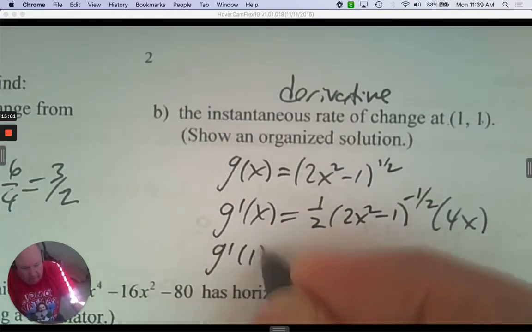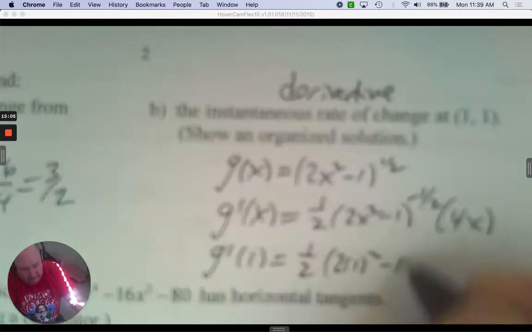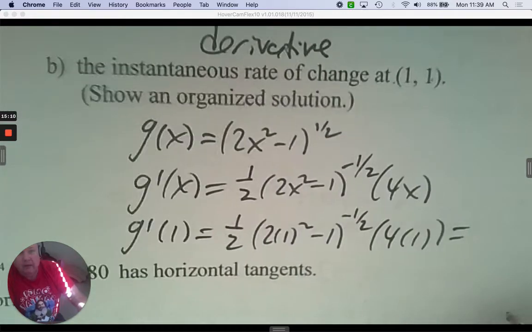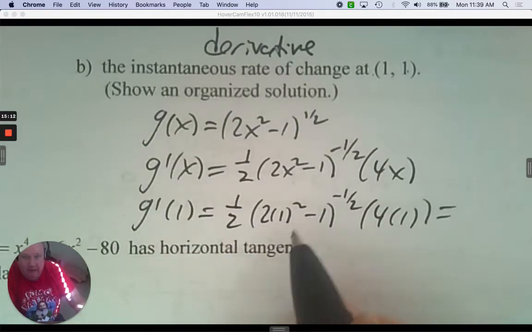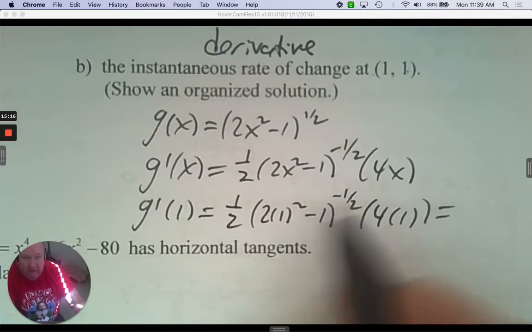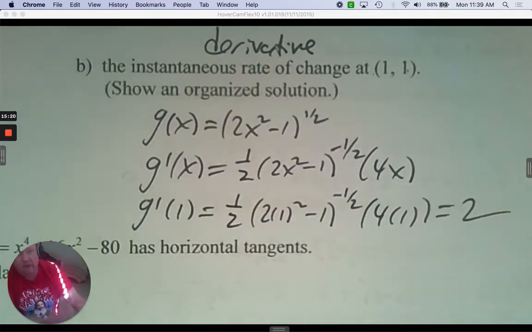So I'm going to just plug in the x coordinate and simplify it. So plug in positive 1 for x. 2 take away 1 is 1, and 1 to any exponent is 1. So this is 1/2 times 4. So that simplifies to 2.